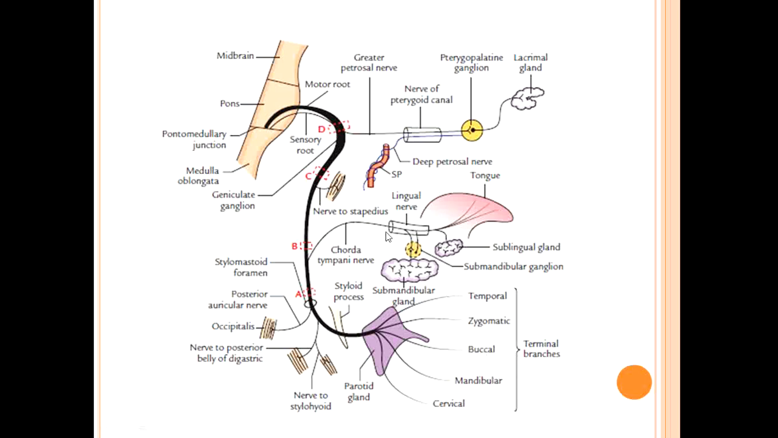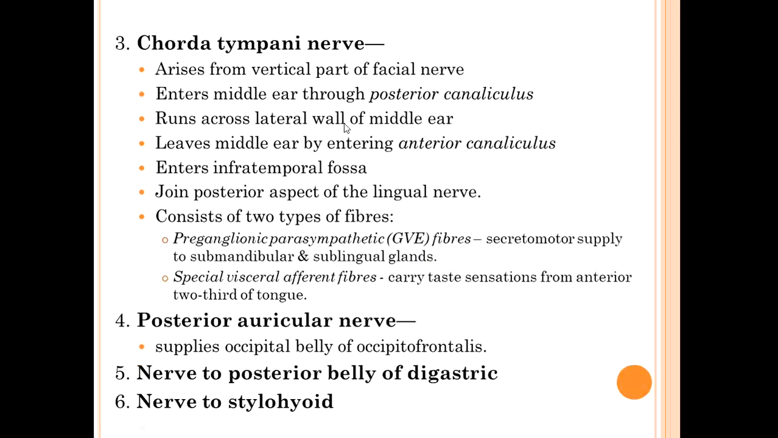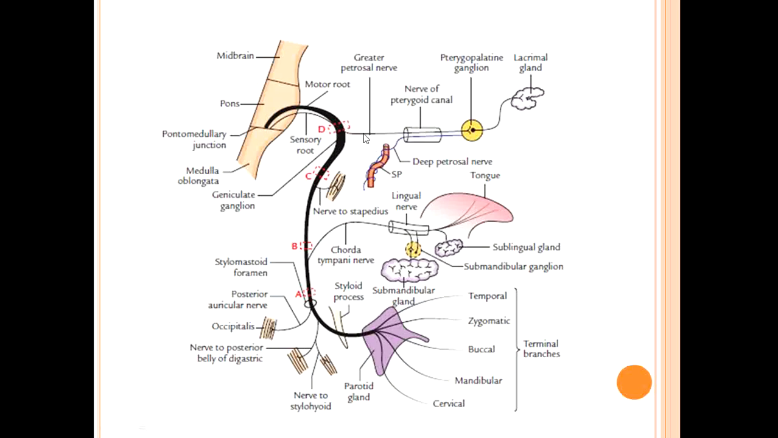Okay, again I am showing you what the branches are. You can see the intracranial branches. Intracranial branches means when the facial nerve has not come out of the stylomastoid foramen. So it has given the greater petrosal nerve. You can see here this is the greater petrosal nerve which is joining with the deep petrosal nerve, and it is forming the nerve of the pterygoid canal, which is going and reaching the pterygopalatine ganglion and will supply the lacrimal gland.